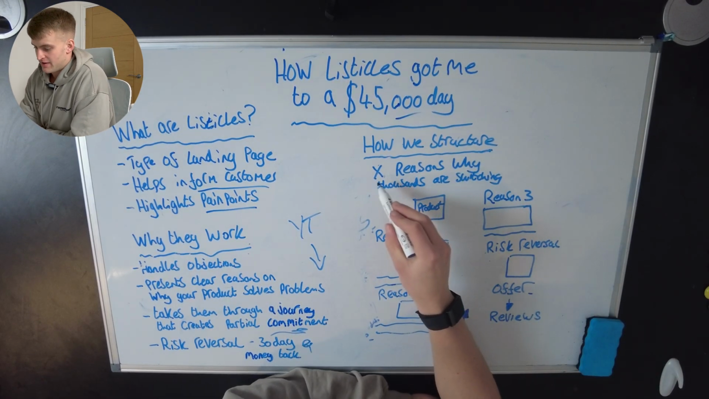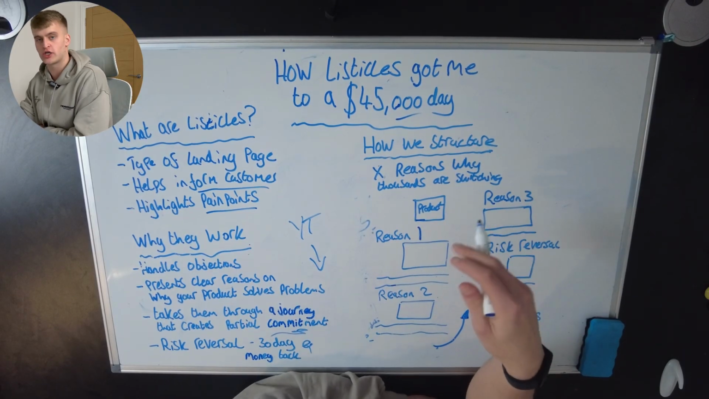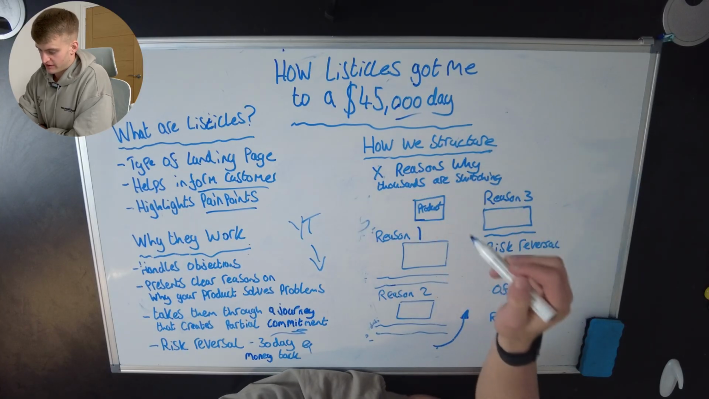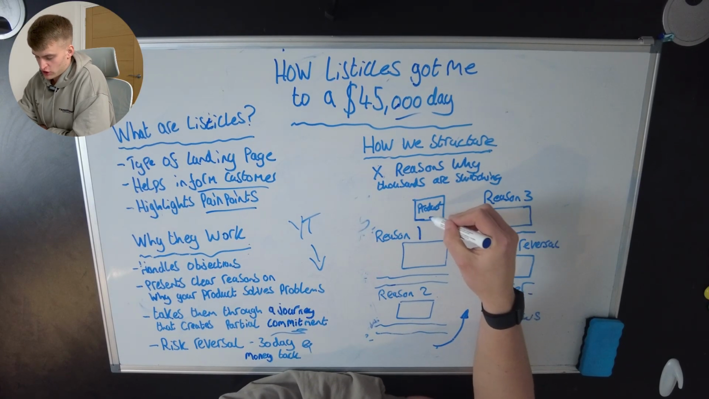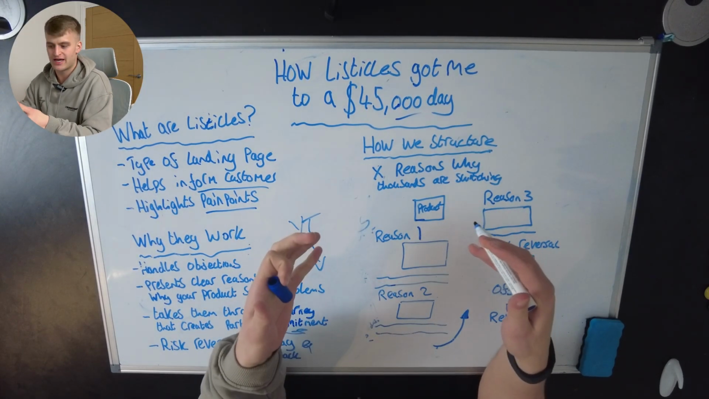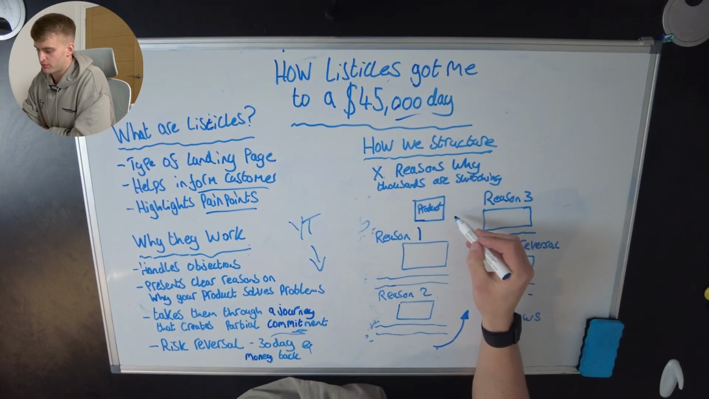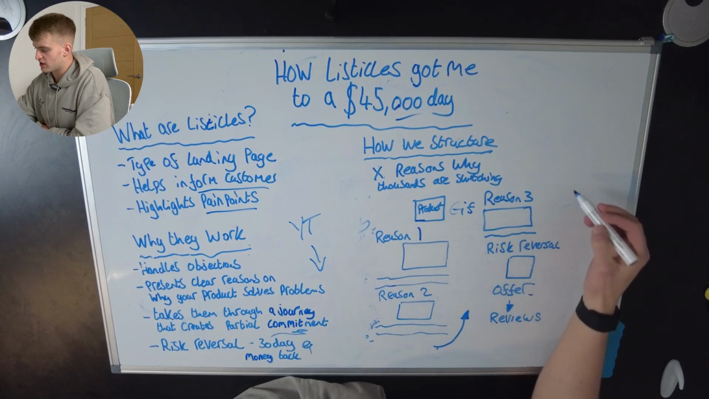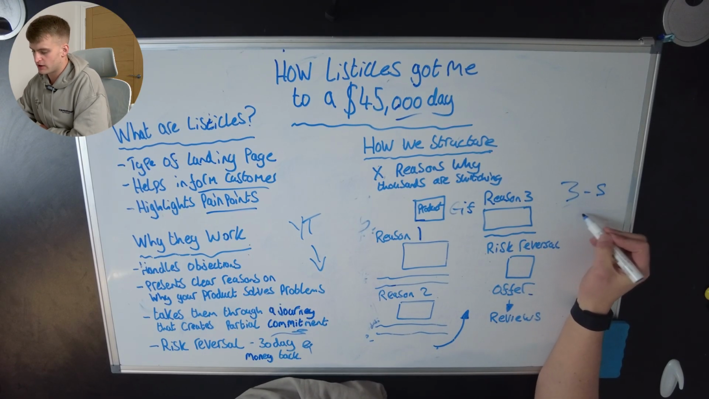You could title it 5 reasons why thousands are switching to X product for X reason. That's what we do. We stick to this. We then go a picture of the product, what it is, maybe in an action, a GIF of it, showing what the product is and what it does, and then we just go into reasons, anywhere between 3 to 5 reasons why they should buy.